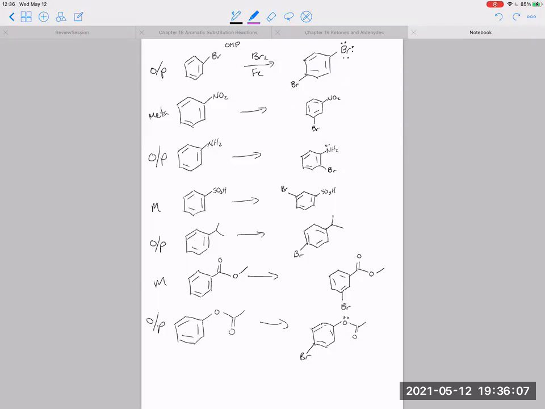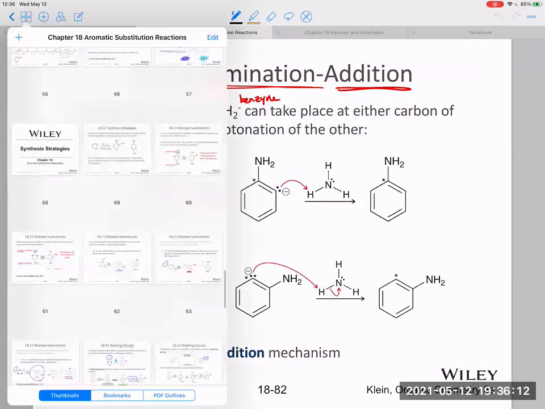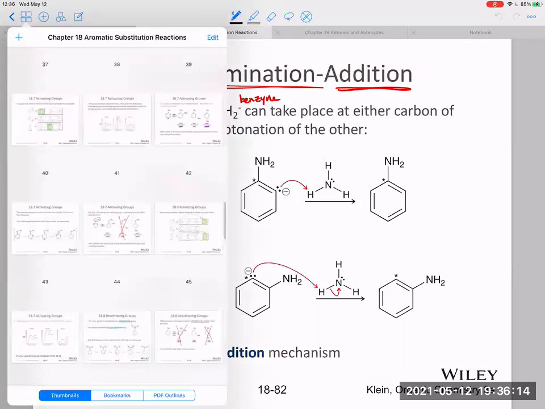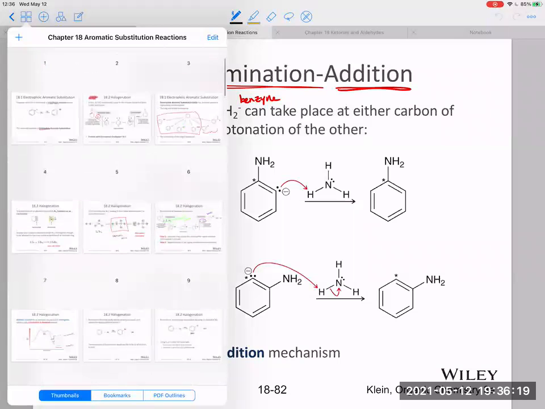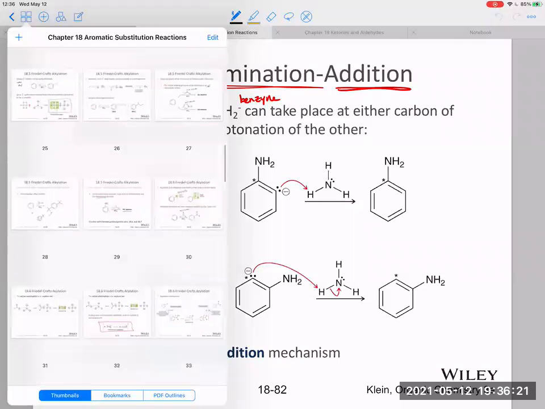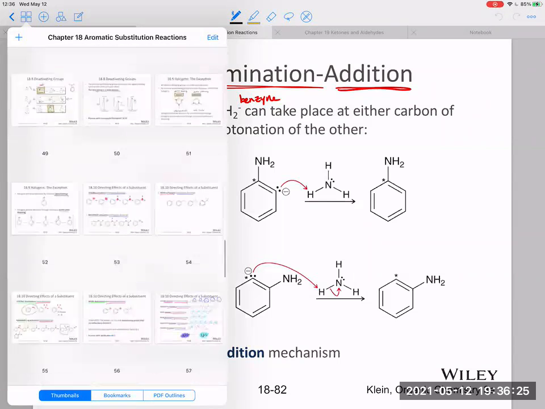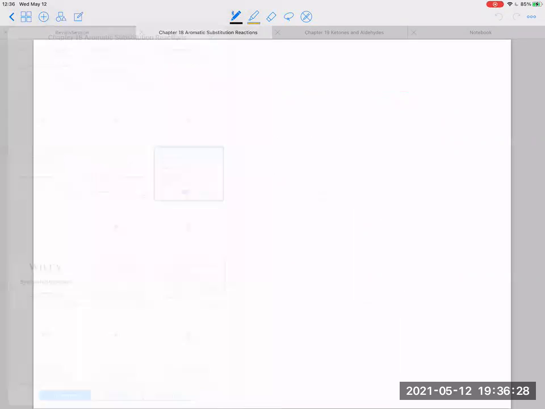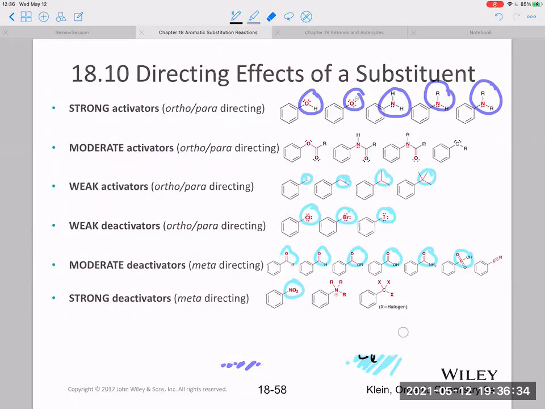Okay, so real quick, I want to move on to the next chapter here, so I'm going to go kind of fast. I do want to refresh everybody's memory that in addition to being orthopara directing, which is the first thing you want to remember about these different groups, we also had classifications as being strong, moderate, or weak. I might get rid of all this noise because it's not going to make any sense without the context of the lecture video.